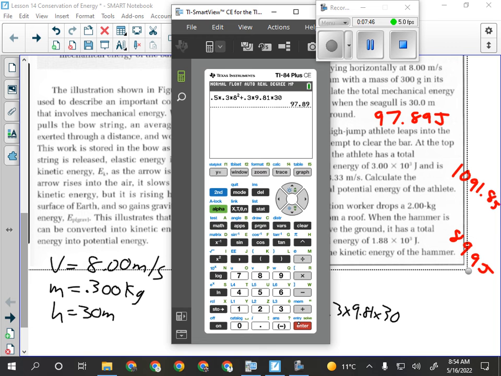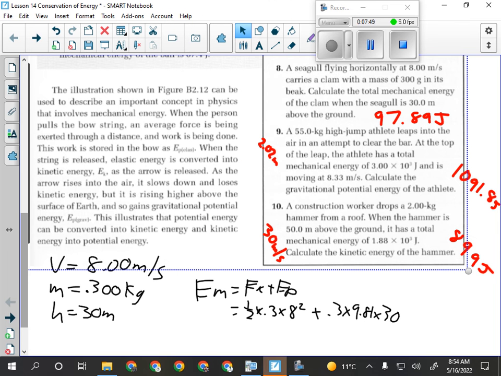Okay, I'm going to give you a little bit more time then to do number 9. Okay, on number 9, it's telling you the mechanical energy, and this, sorry, is hard to read. This is times 10 to the 3. So this is 3,000 joules. So it has 3,000 joules of mechanical energy, and they tell you the speed at which it is moving. They want you to find the potential energy of the athlete. So remember, the formula we're using is this one, and we're looking for the potential energy in that particular question.